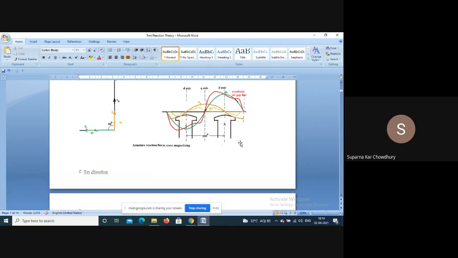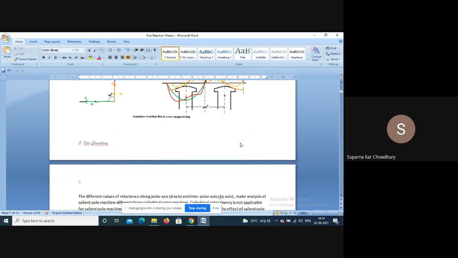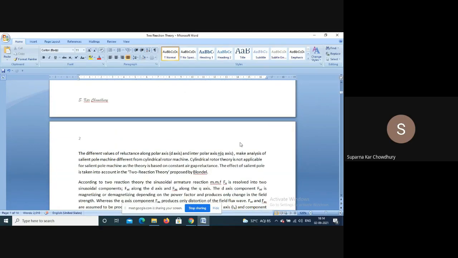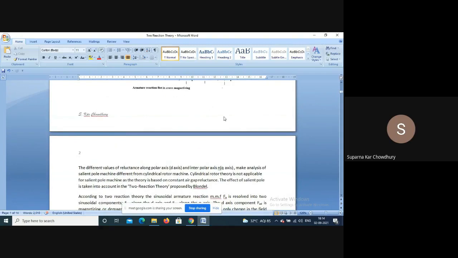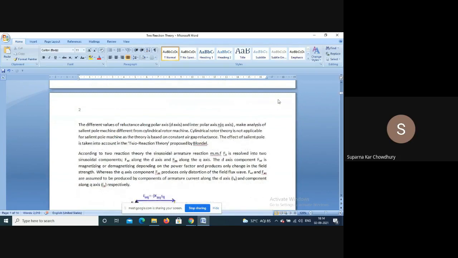So the quantities are no longer simple sinusoids, or simply we cannot add the quantities like this in the case of a cylindrical rotor machine. Now, in this case, to develop the phasor diagram of the salient pole machine, we consider a theory called two reaction theory proposed by Blondel.